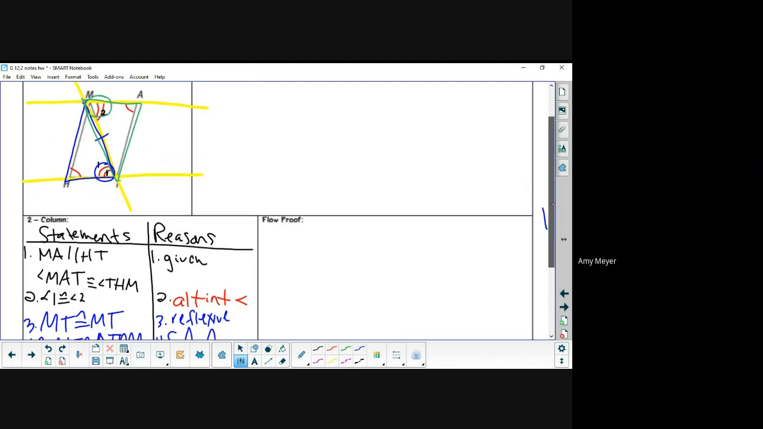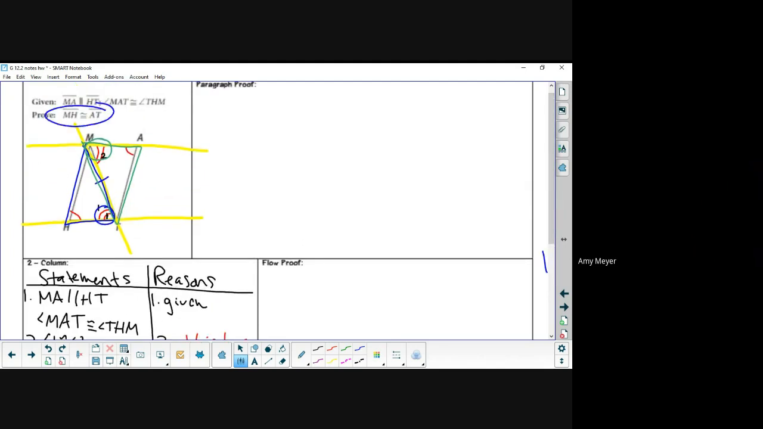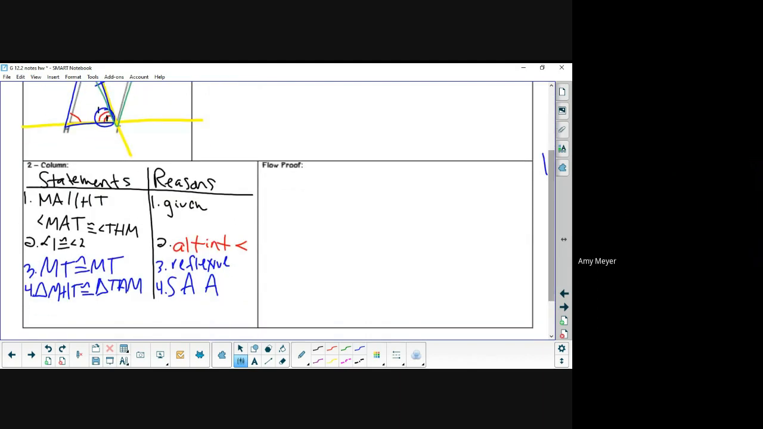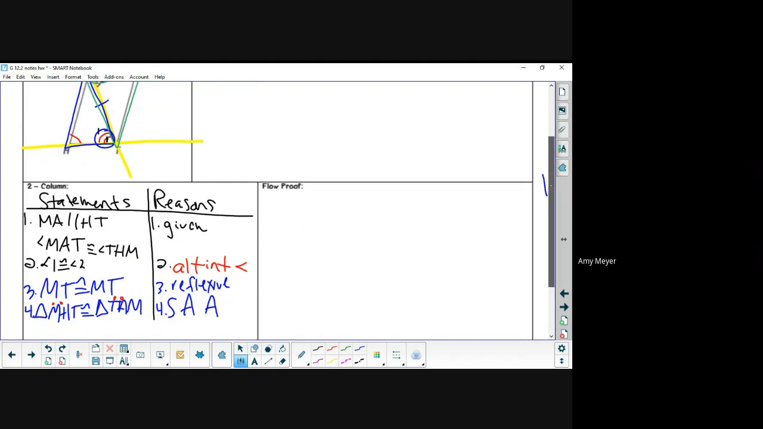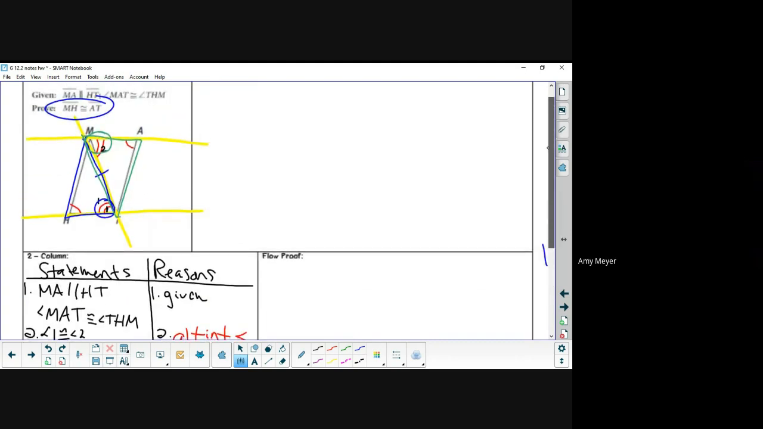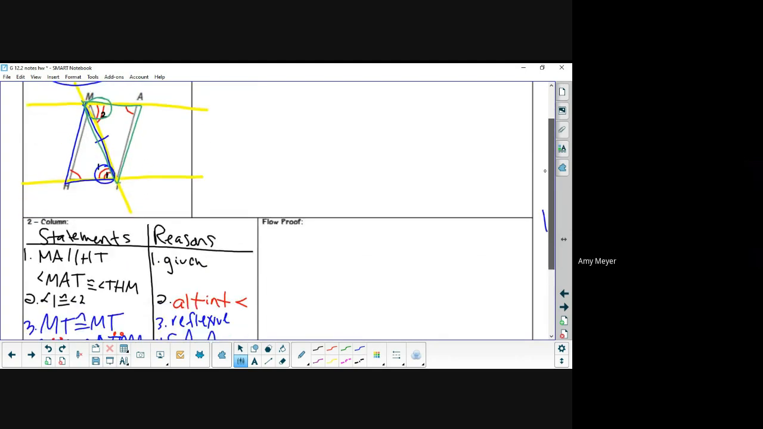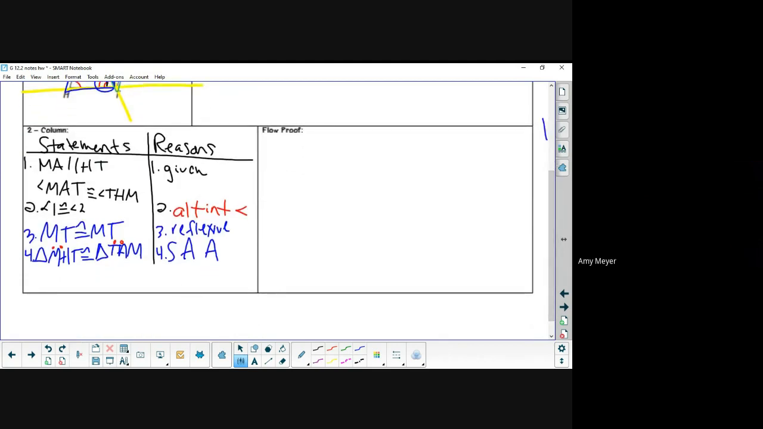Now that the triangles are congruent, let's see if these pieces are in the same corresponding place. M and H are listed first and second. That's going to have to go with T and A. Perfect. T and A, or A and T, they're the same 2 letters. So because they're in the same place, MH is congruent to AT. It's okay that it doesn't say TA because it's still the first 2 letters.